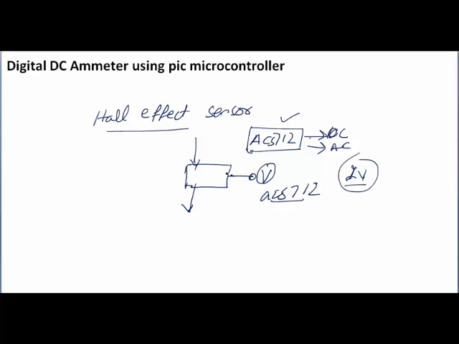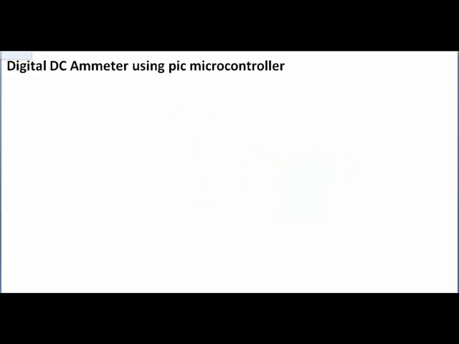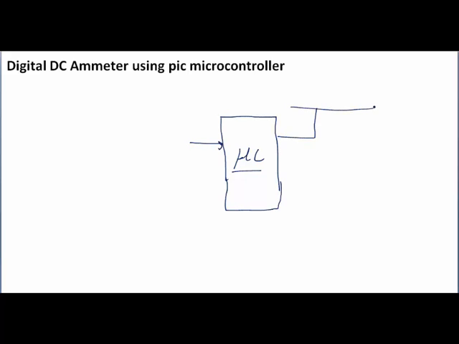So there are many sensors available in the market to measure AC and DC current, but in this article I will discuss only the simplest method to measure DC current. For example, we have a microcontroller here. I'm using the mu sign for the microcontroller, and we want to measure DC current and display it on an LCD. For example, we are using a 16 by 2 LCD.